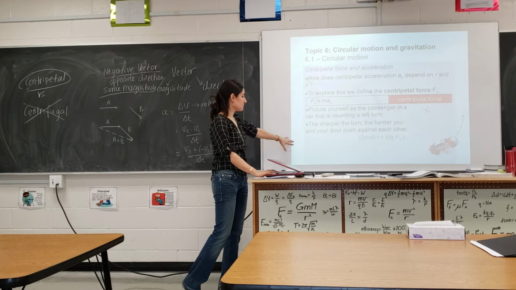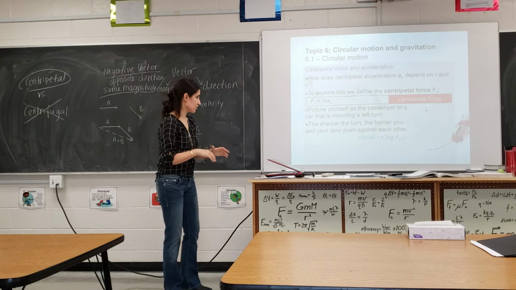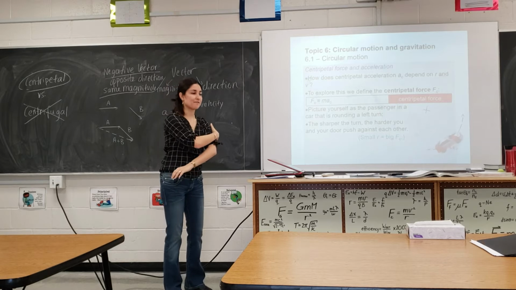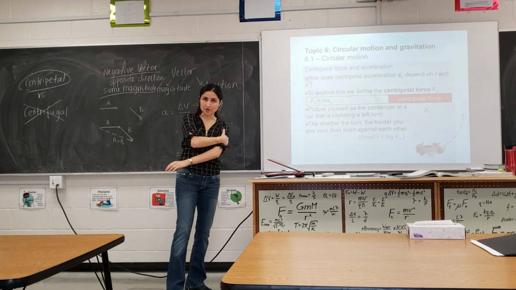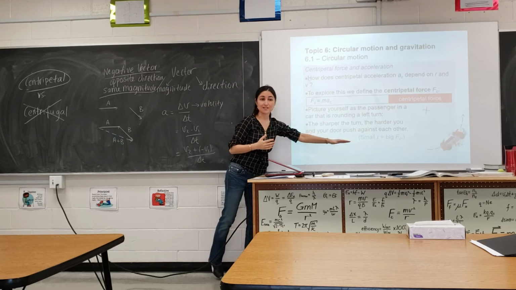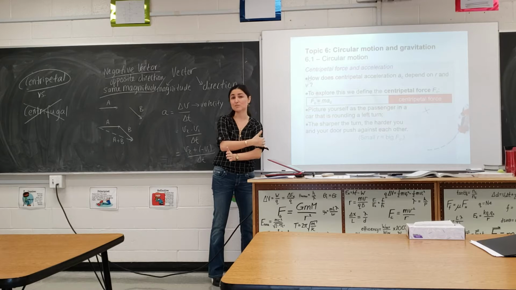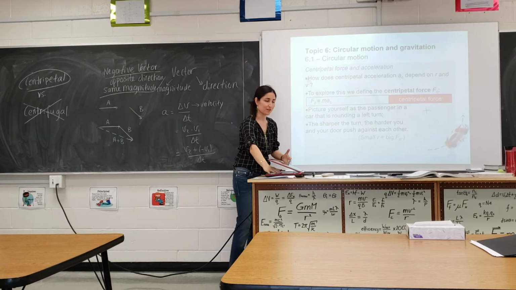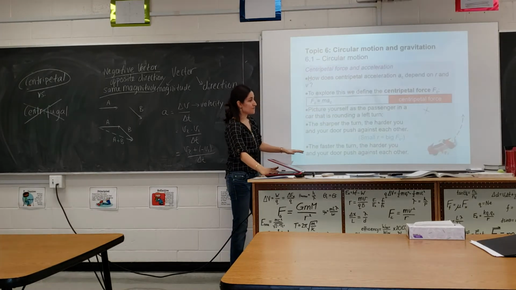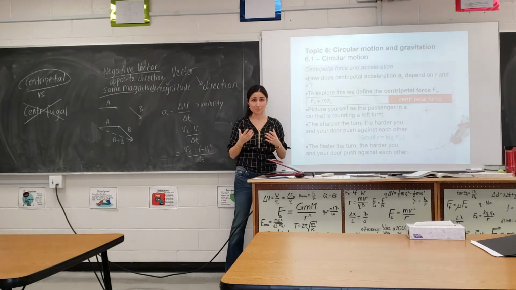Now, the last two bullet points on this slide simply point out something that I mentioned earlier. So you feel that force from the car door on your arm as you're making the turn. How do you make that force bigger? Well, if you take a tighter turn, the door of the car is going to catch up to you much faster, so you will feel a bigger force like that. If you make the turn faster, you will feel pushed against the door even more.